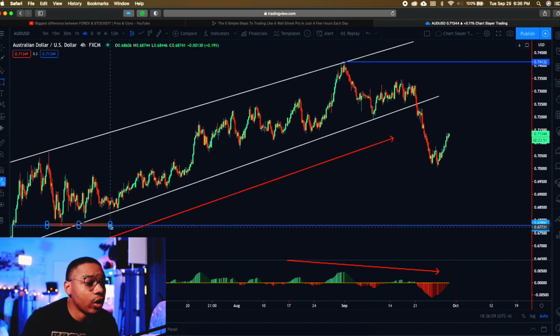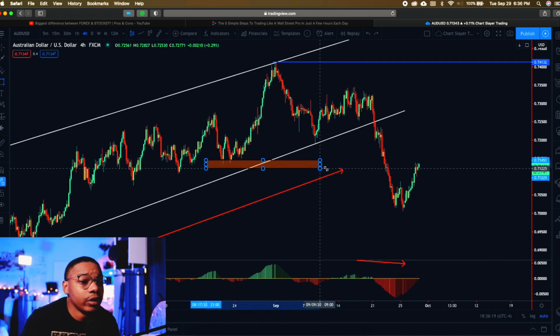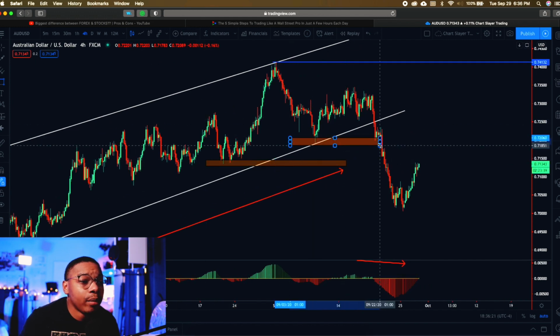This was our low here. This is our low here. This is our low here. Every time you got to break down, you never broke these lows, right? But pay attention to this. You have a low here and you have a low here. Price came down but never broke these lows.